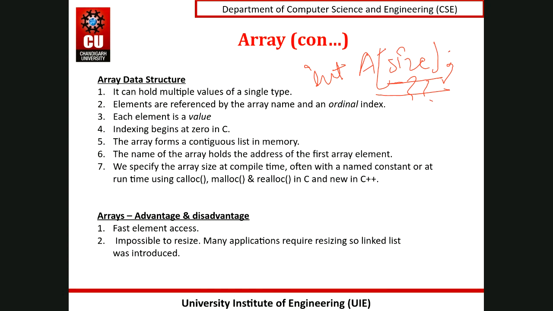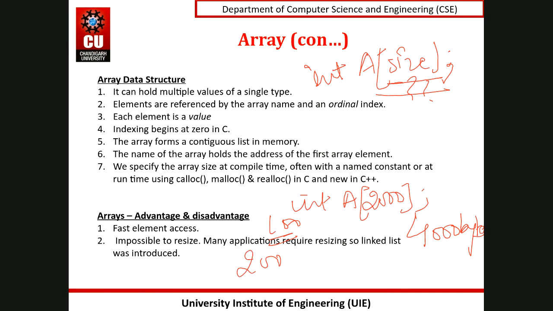If I say I have an array of 2000 integers, it means I would be allocated 4000 bytes of memory if it is 2 bytes each. And let us say I'm only storing 100 numbers in this array. How much wastage would be there? It would be 2000 minus 100. It comes out to be 1900 multiplied by 2. It comes out to be 19 twos are, yes, 3800 bytes of memory would be wasted.